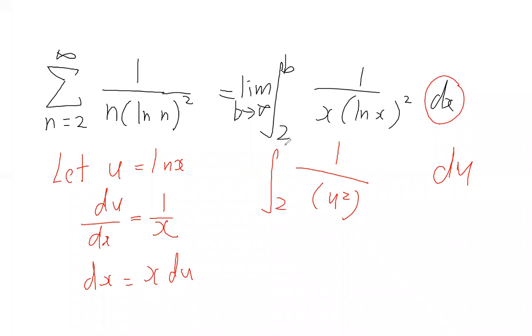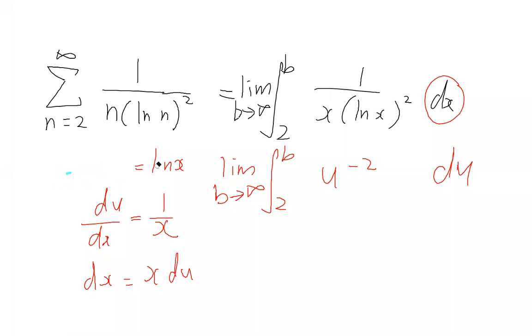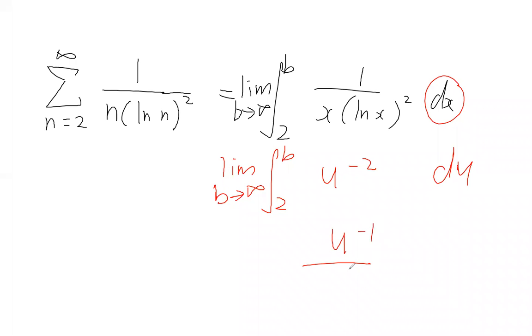Integral from 2 to b, limit b approaches infinity. So 1 over u squared is very simple, it is equal to u to the power of -2, right? Then I'm going to integrate this thing as normal. You can treat it just like x. Then we get u to the -1 over -1, from 2 to b, limit b approaches infinity.